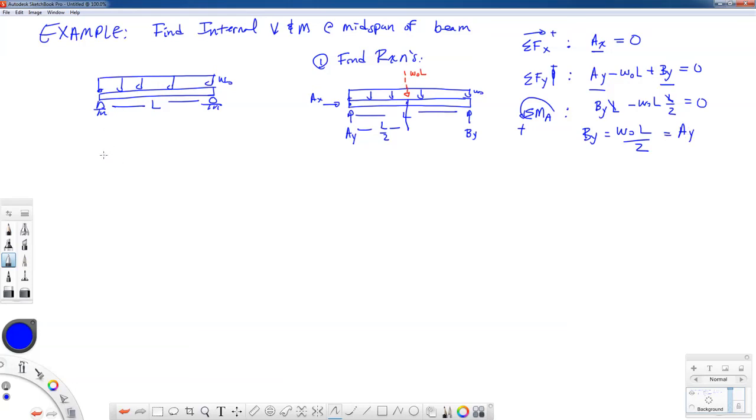So let's draw the free body diagram of this beam with my reactions put in their correct directions. Both of these reactions turned out to be positive, so they really do point in the directions that I assumed them to point.